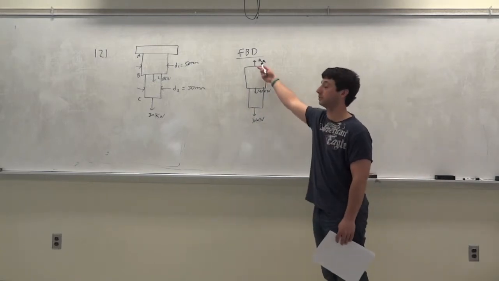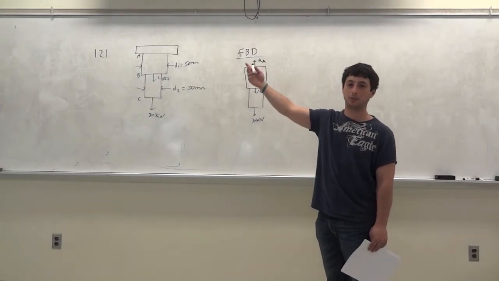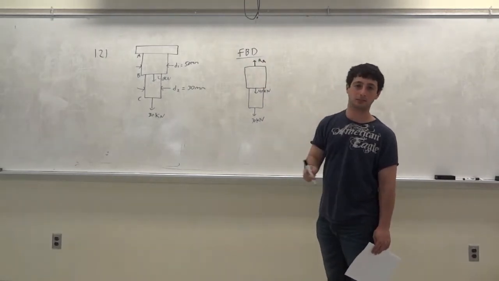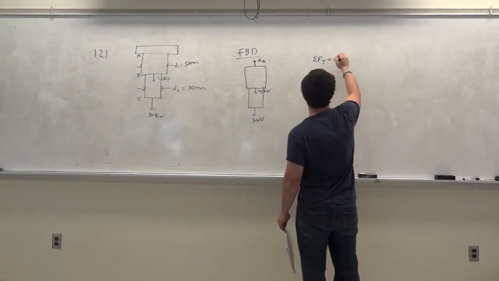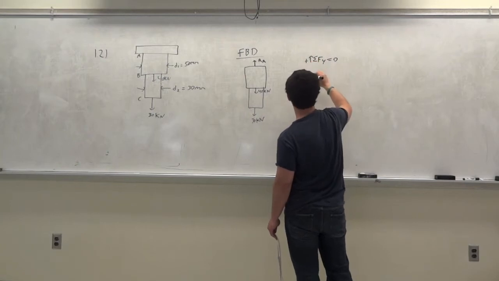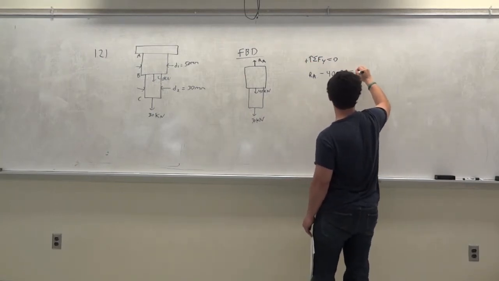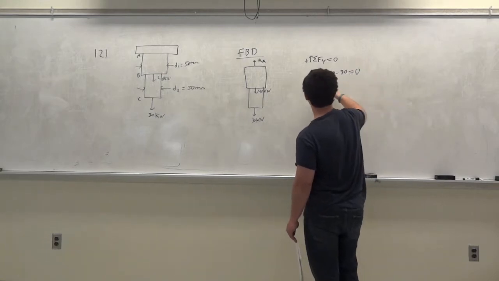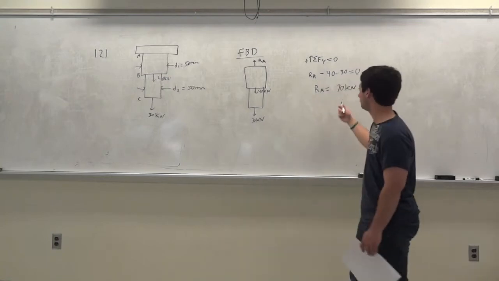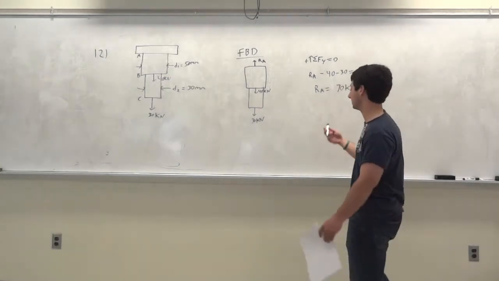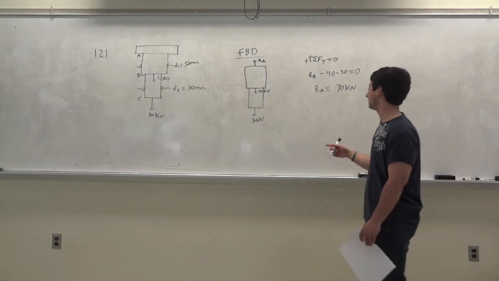Alright, so how are we going to get this force? How are we going to know what it is? We have to use equilibrium. In which direction? Y. Yes, you want to sum the forces in the Y direction. So you have RA minus 40 minus 30 is equal to 0. So RA is equal to 70 kilonewtons, okay? Kilonewtons is 10 to the 3 newtons. So RA is 70 kilonewtons.